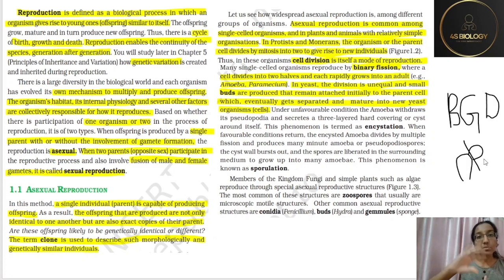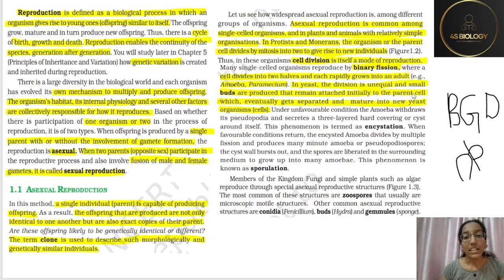And after it grows bigger, it will form a bud, and then it detaches as a new individual. This is how it continues. So here what happens is, in yeast the division is unequal. There is nothing like correct half or mitosis, nothing like that. Small buds are produced that remain attached initially to the parent cell, but it gets separated and matured into a new yeast cell.